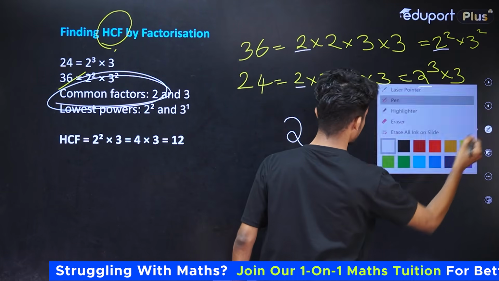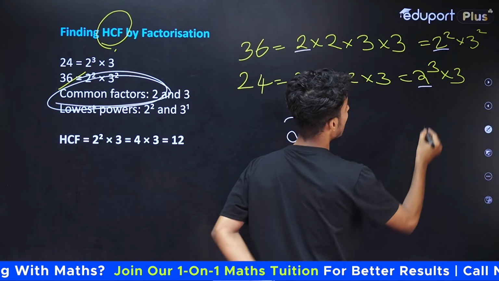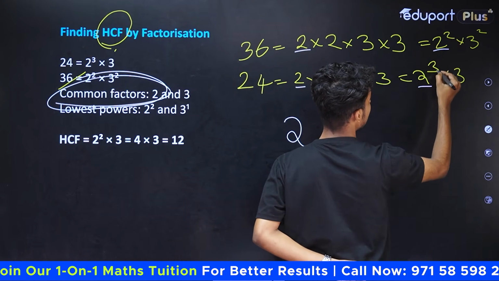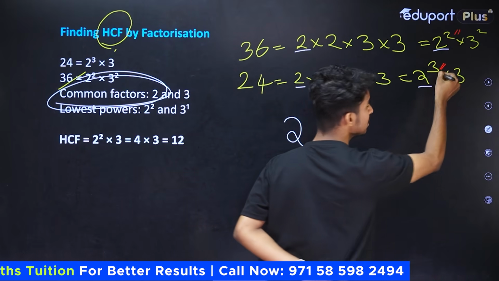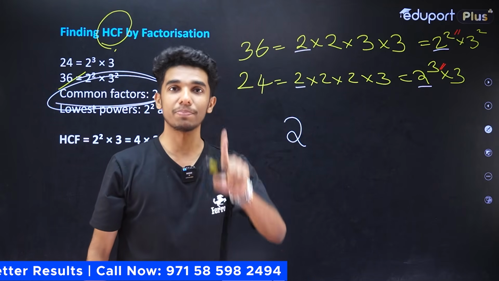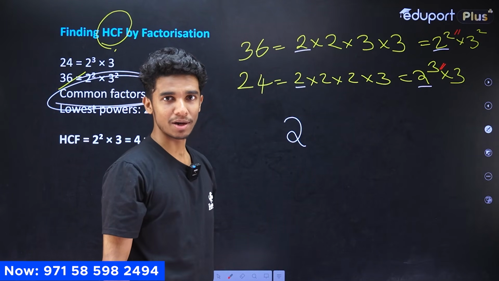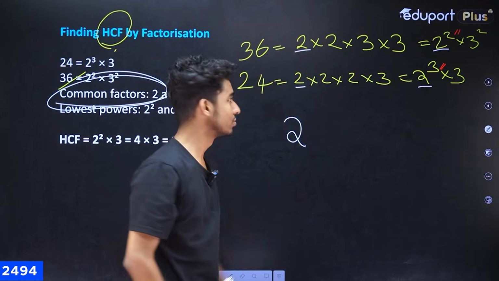Okay, let me change the color so that you can easily understand. Take the power. Here it is 2 square and here it is 2 cube. Take the smallest power. Which is the smallest power? 2 square.